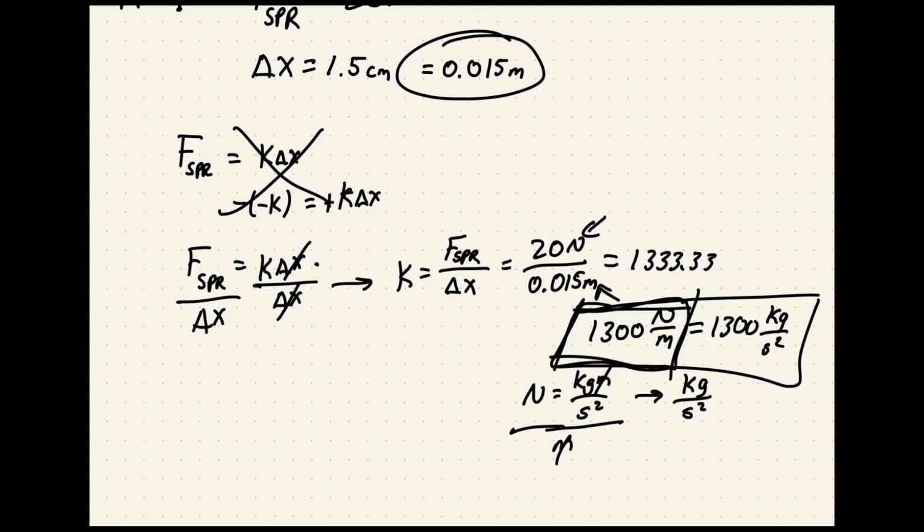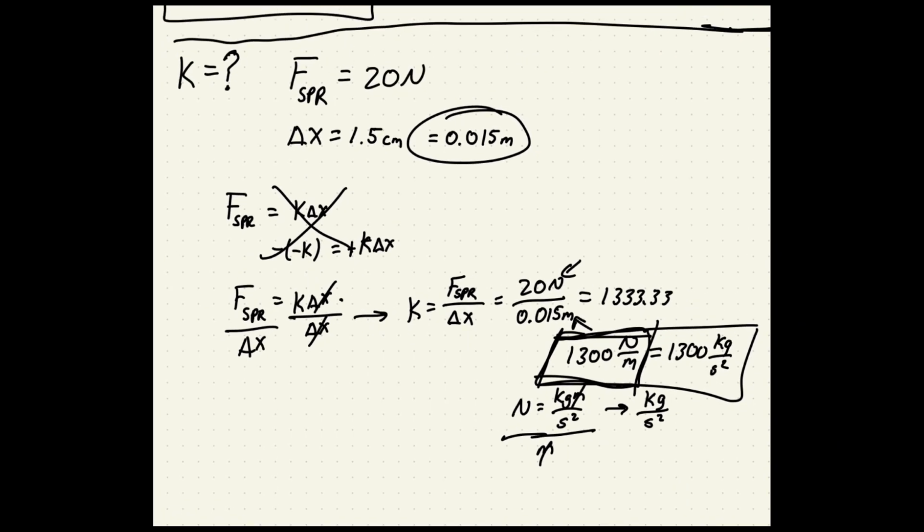However, I'm not going to limit you. You can certainly use kilograms per second squared. I prefer that you use newtons per meter. Okay, so that's how we would calculate a K value. We would calculate the spring force by using K delta X.